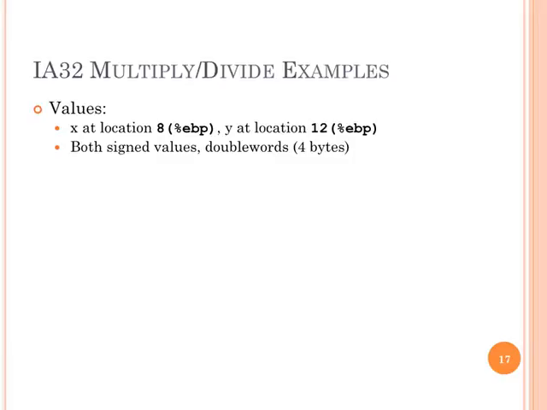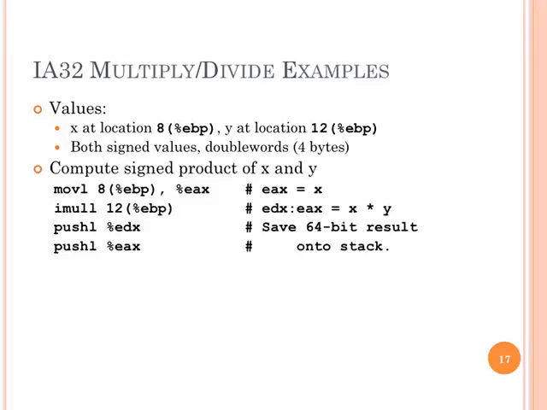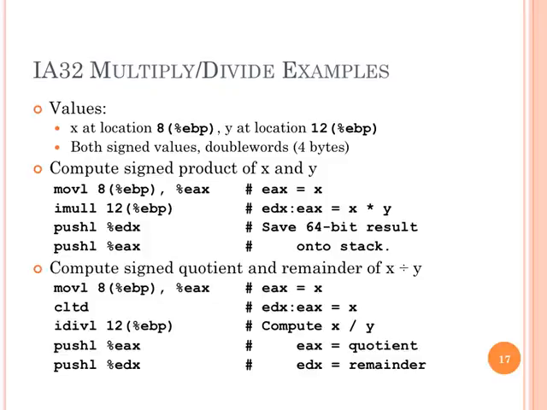A few examples. Let's say that X is at 8(%EBP) and Y is at 12(%EBP), and they're both signed values. So we want to actually do a signed product. Then we have to use IMUL, not just MUL. We'll use the one-argument version so that we can actually get the 64-bit answer. So we move 8(%EBP) into EAX. That is the implicit argument for IMUL. And then we multiply it by the value at 12(%EBP). And then the answer goes into EDX:EAX. And then we just save that 64-bit value onto the stack. Why, I don't know, but that's what we do. Okay? Certainly you can do this.